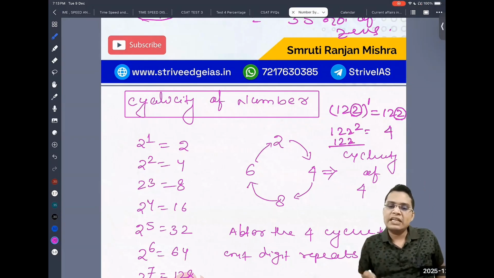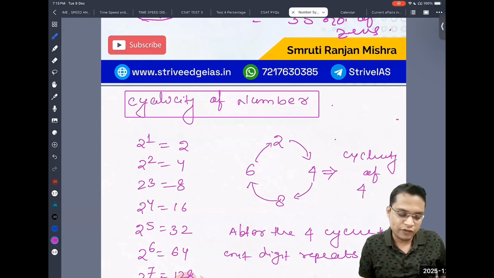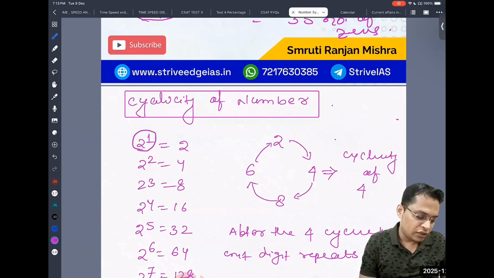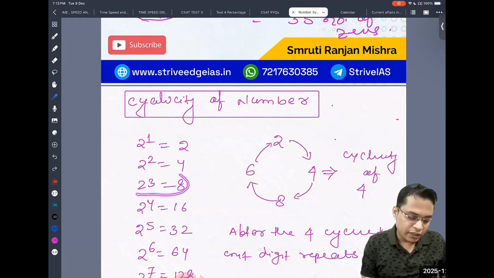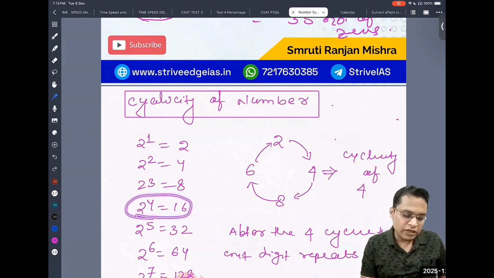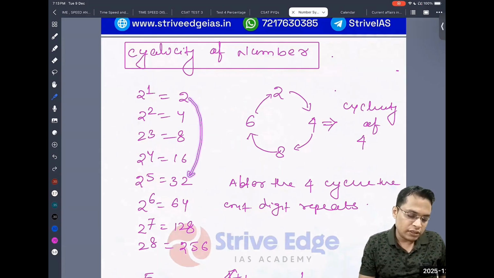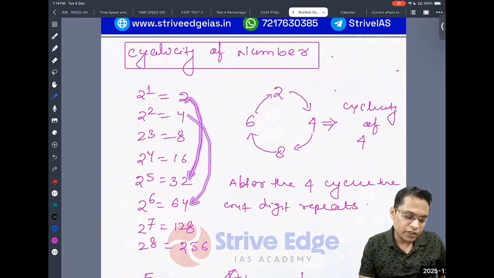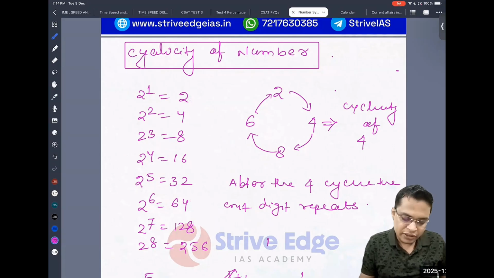So cyclicity is basically used to find the digit at the unit place. To find what the unit digit of a number will be, we use cyclicity. First, 2 to the power 1 is 2. 2 squared equals 4. 2 to the power 3 gives 8. 2 to the power 4 gives 16. 2 to the power 5 gives 32. You can see that after 4, the 2 is repeating, and then 4, 8 repeat. So any number ending with 2, if you square it, will always end with 4.